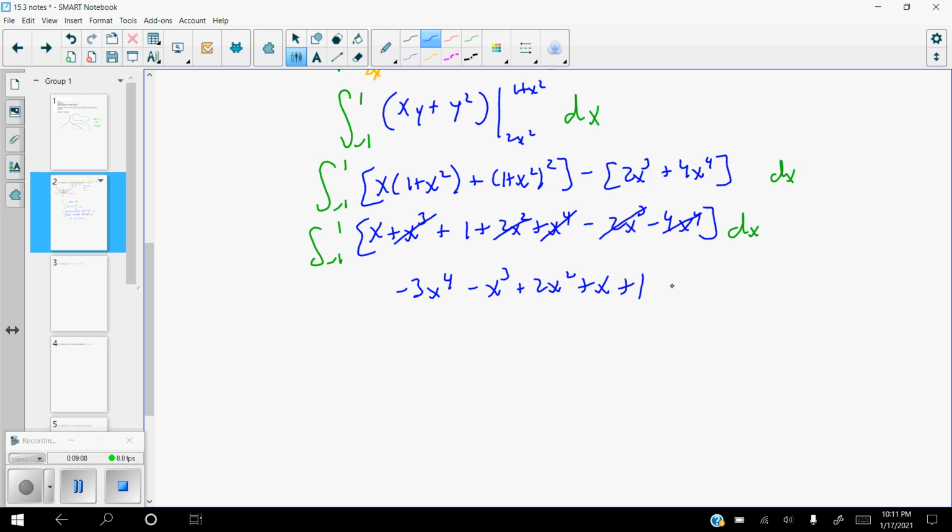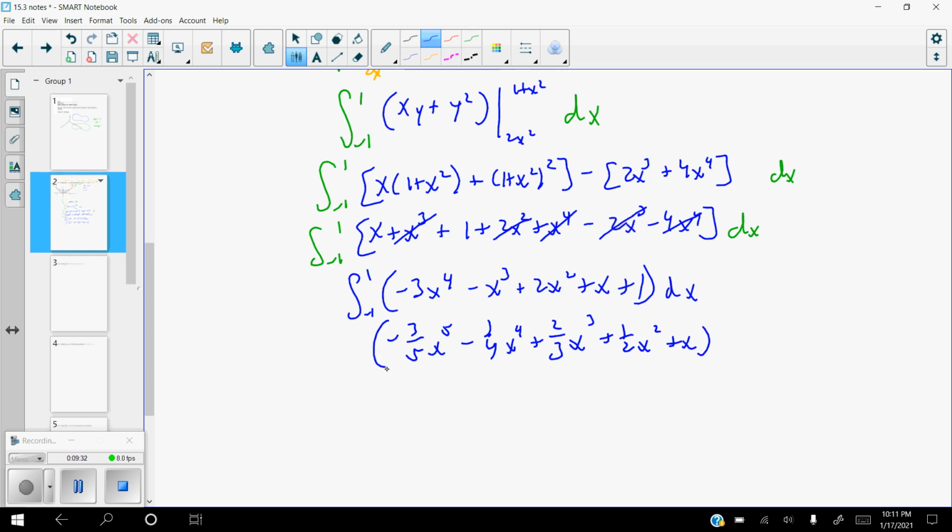All right, now we can go ahead and take the integral from -1 to 1 of that function dx. All right, so let's see what we get. Negative 3/5 x to the 5th minus 1/4 x to the 4th plus 2/3 x cubed plus 1/2 x squared plus x from -1 to 1. Fortunately, these are ones and negative ones, not too horrible to deal with.